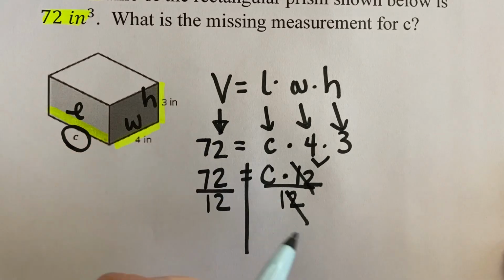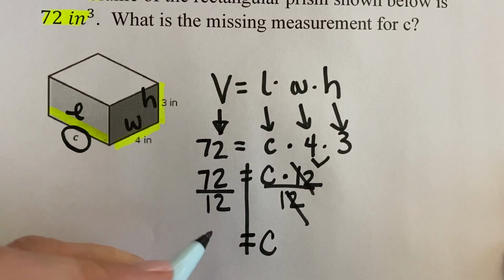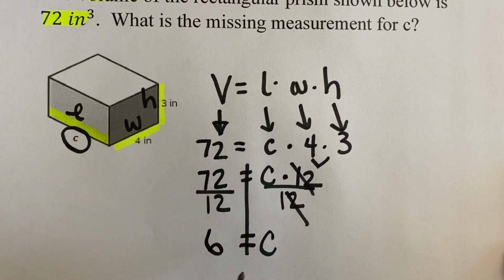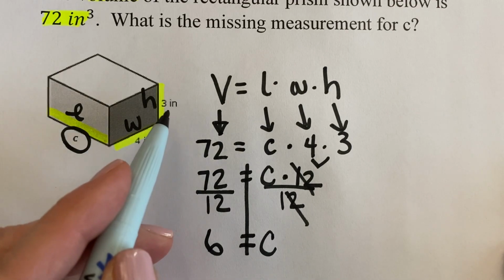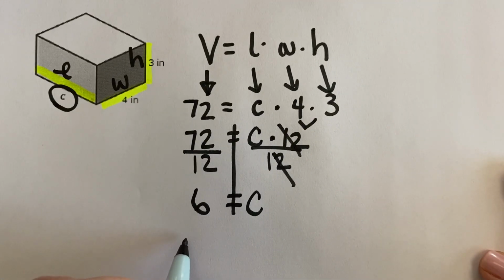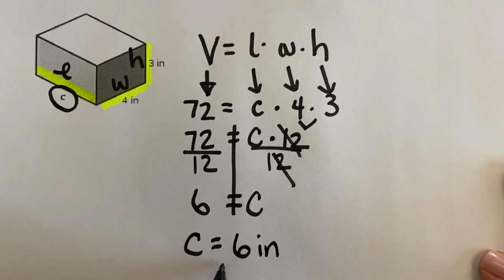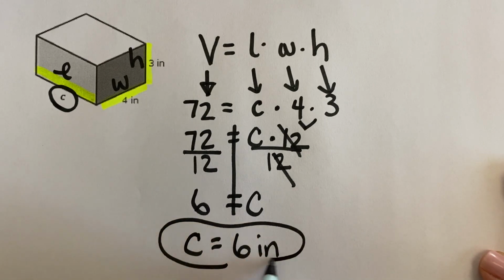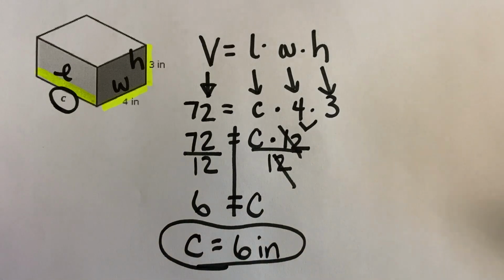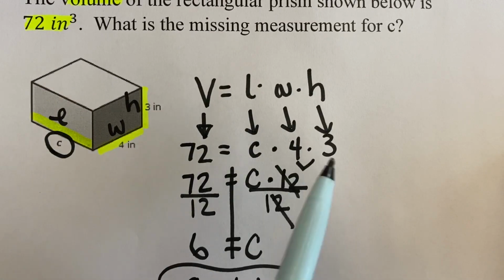12 divided by 12 is 1. So C is going to equal 72 divided by 12, which is 6. And the units, let's see, everything here is measured in inches. So the length would be 6 inches. So let's say C is equal to 6 inches. Final answer. So that's just a volume problem going backwards. That's if they give you volume and want one of the dimensions. Great.